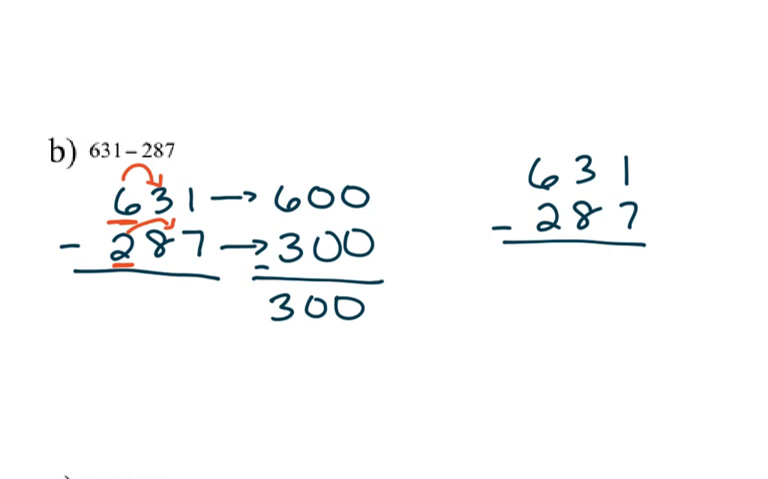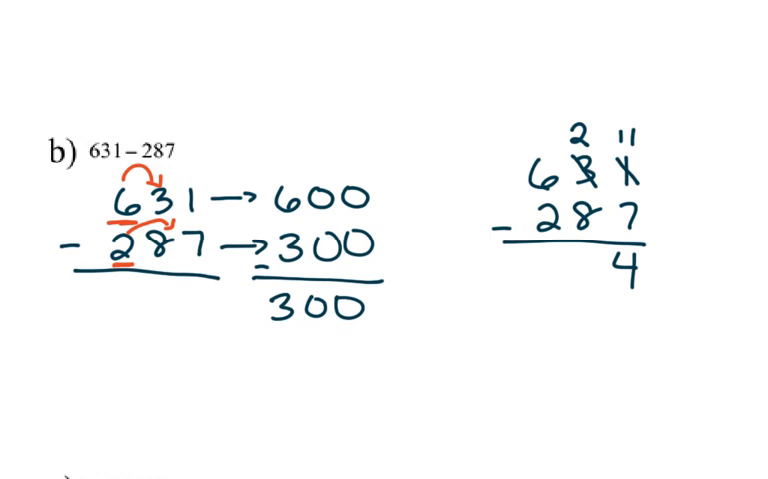1 minus 7 isn't possible with positive numbers, I should say. And so I'm going to regroup by subtracting a 1 from this 3, and so I get a 2 there. And this 1 here becomes an 11. And so now we have 11 minus 7, which is 4.